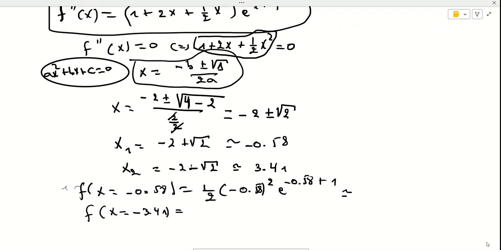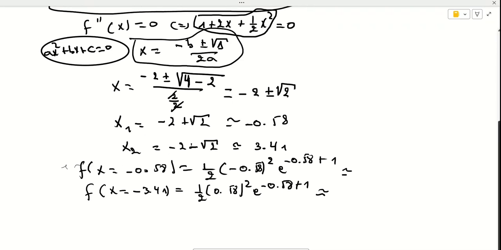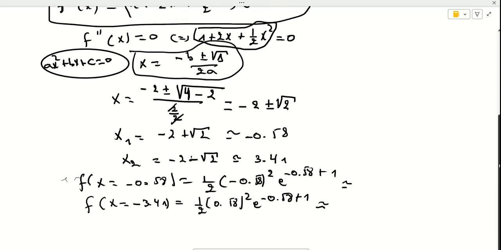This should be equal to 1 over 2 times 3.41 squared and e power minus 3.41 plus 1. And then find this value also. Use your calculator and find that value. And once you have those points, now we are ready to make the variation table.